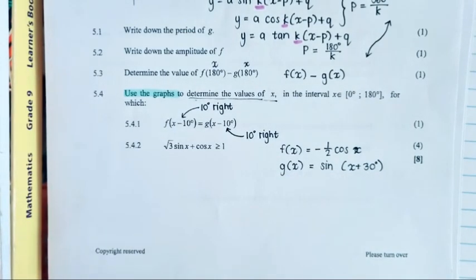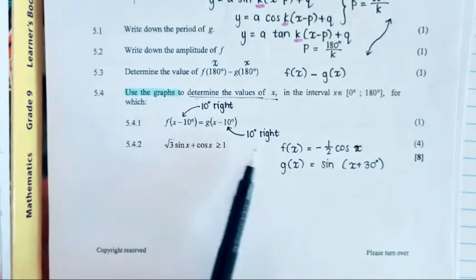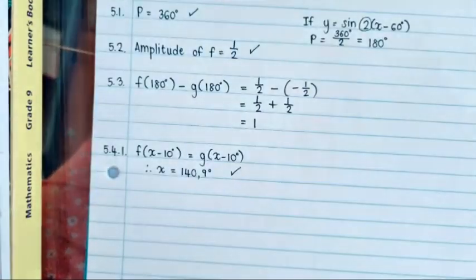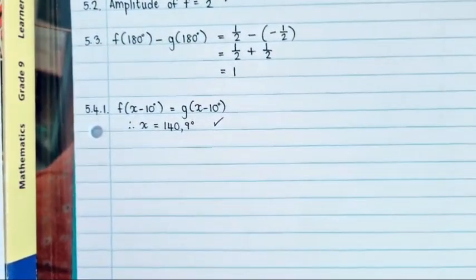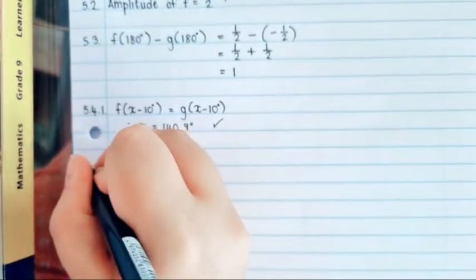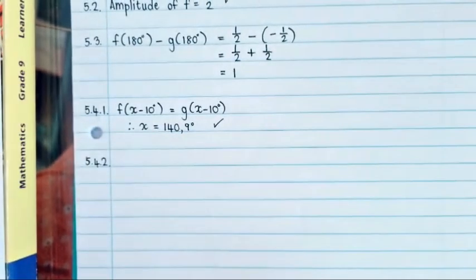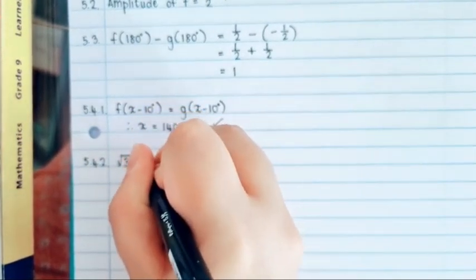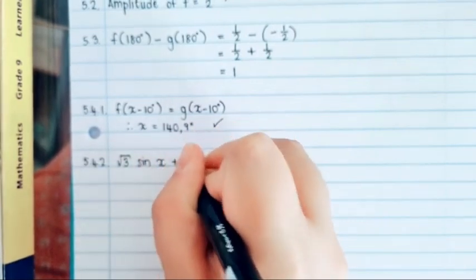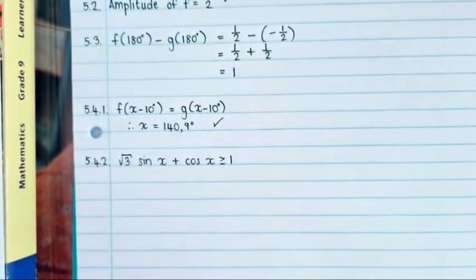But now, guys, unfortunately, you can't just divide by 2 in one term. If you want to divide by 2, you have to divide every single term by 2. So look at what I'm going to do. I'm just going to write this down quickly. This inequality, 5.4.2: root 3 sine x plus cos x greater than or equal to 1. Okay.